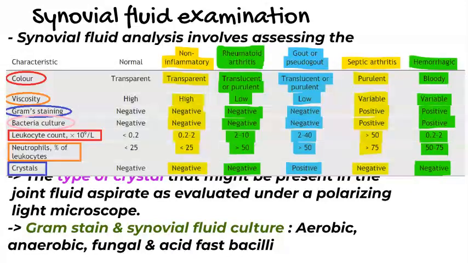For septic arthritis, purulent in color, variable in viscosity, positive in gram staining and bacterial culture. Of course, the leukocyte count and the neutrophil count will be raised, negative for crystal. For hemorrhagic aspiration, bloody in color, variable viscosity, gram stain and bacterial culture will be positive, with leukocyte count and neutrophil count within normal or not raised, negative for crystal.